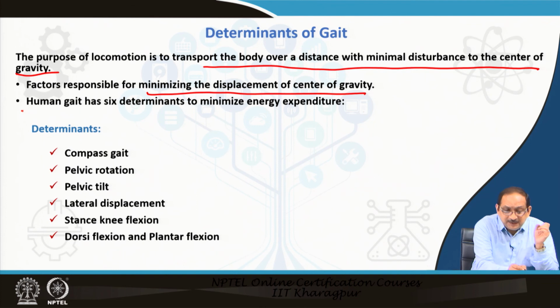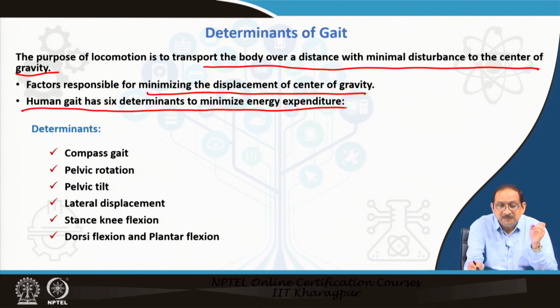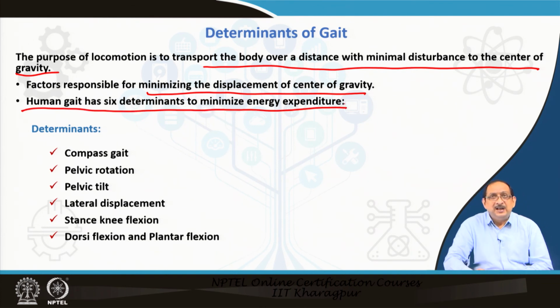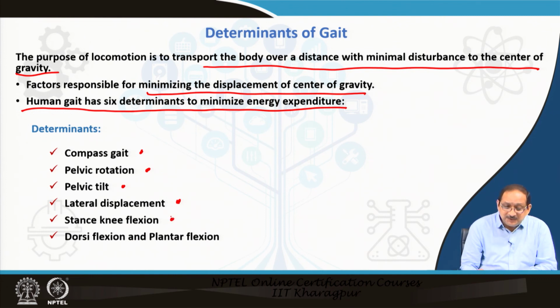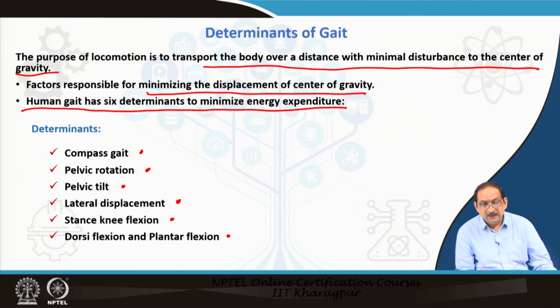Now, human gait has 6 determinants to minimize this energy expenditure. These are compass gait, pelvic rotation, pelvic tilt, lateral displacement, and stance knee flexion, and finally dorsiflexion and plantar flexion. I will quickly show you these 6 determinants.